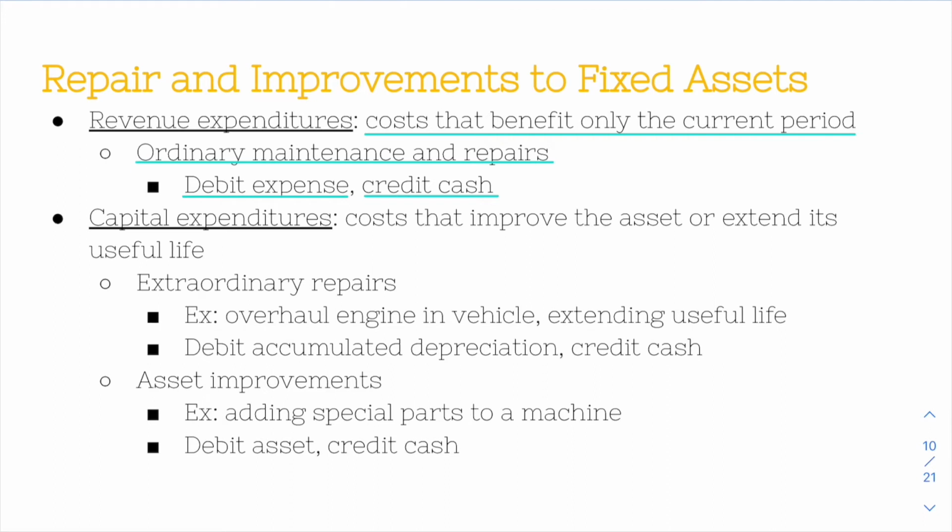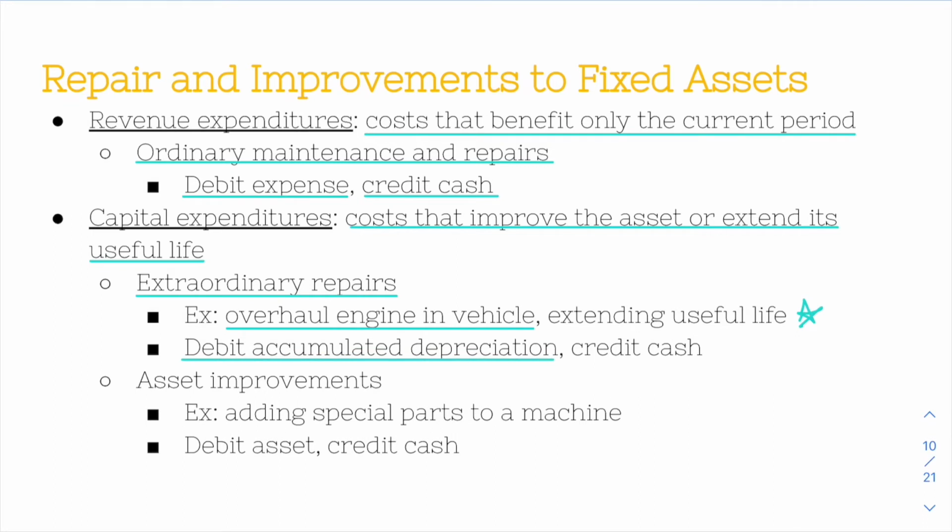On the other hand, we have capital expenditures, which are costs that actually do improve the asset or they extend its useful life. So these are pretty significant improvements. The first type is extraordinary repairs. So this could be something like the overhaul of an engine in a vehicle. And the main idea is that it extends its useful life. So with an extraordinary repair, since we're extending the useful life, it's going to impact depreciation. So how do we handle this? We are going to debit accumulated depreciation to reflect the fact that we're taking away some of that accumulated depreciation because we're extending the useful life.